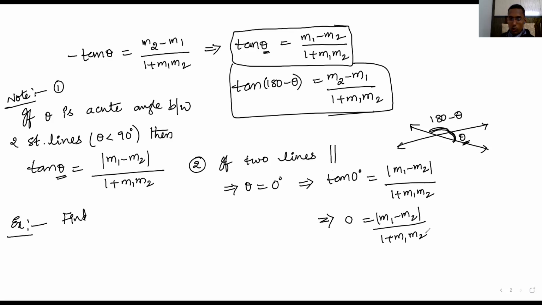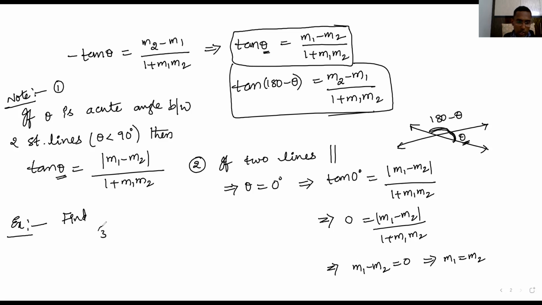But here 0 means the numerator is 0. Understand? Whenever a value is 0, the numerator is 0. The numerator m1 minus m2 must be 0. That implies m1 equals m2. Slopes are equal. That is how you get it. If two lines are parallel, then their slopes are equal.